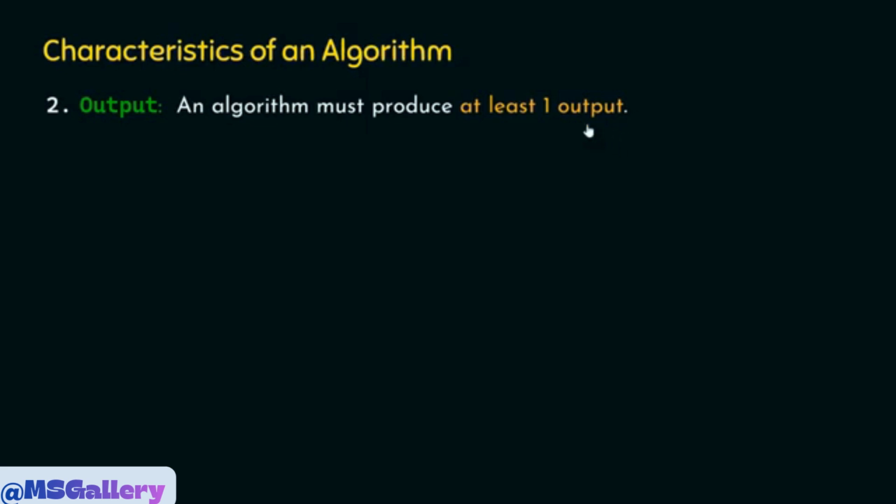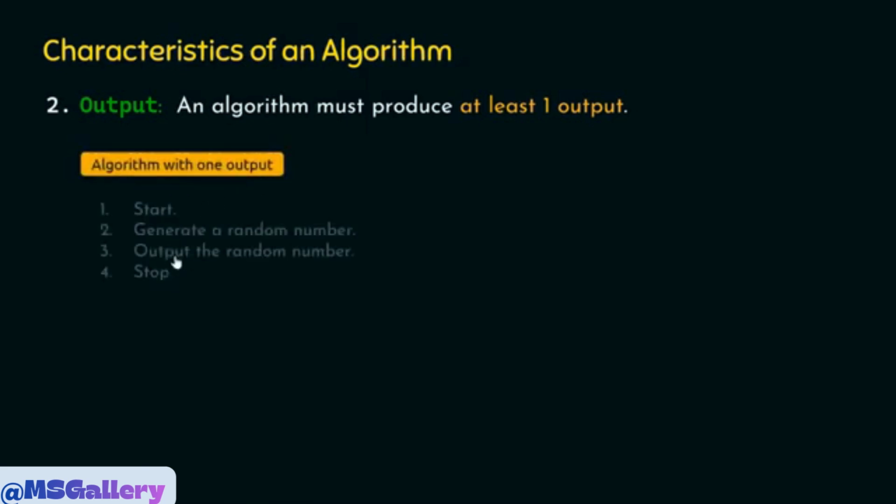Now let's see the example algorithm which produces one output. Here is the example algorithm. We are taking the same example of generating a random number algorithm. In this algorithm, we are generating a random number and we are outputting that random number. Here there is only one number that is generated. This is just one output, hence we can say that this algorithm is an example algorithm with one output.